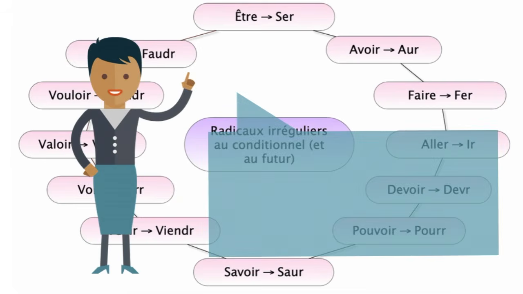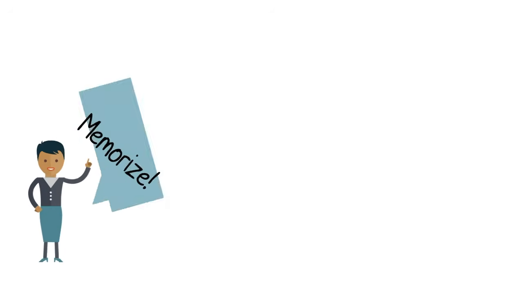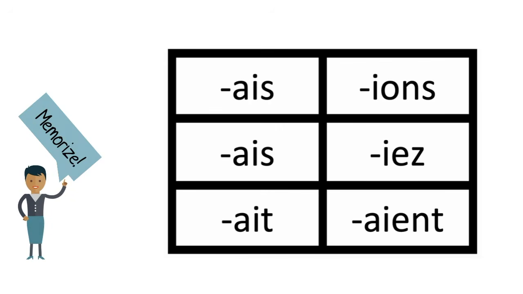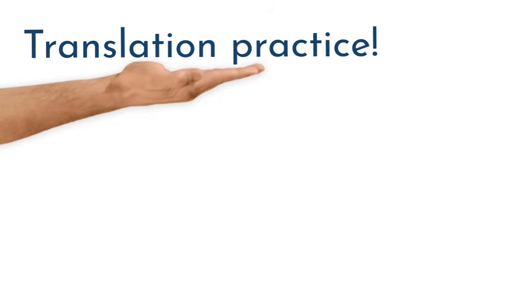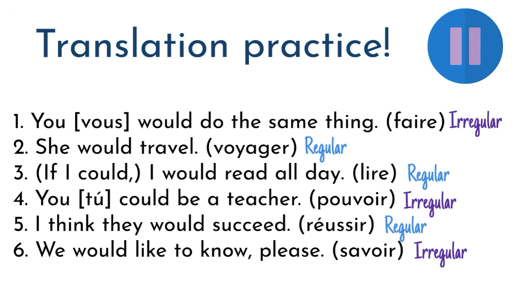So yes, there are 12 irregular conditional verbs, and those stems have to be memorized, but at least you can always count on the endings. Just memorize the irregular stems and these endings, and you'll be set. Before you go, why don't you practice translating these sentences into French? You can pause the video to work on it. I'll give you the answers in a second. Don't forget to pronounce your results out loud to yourself.